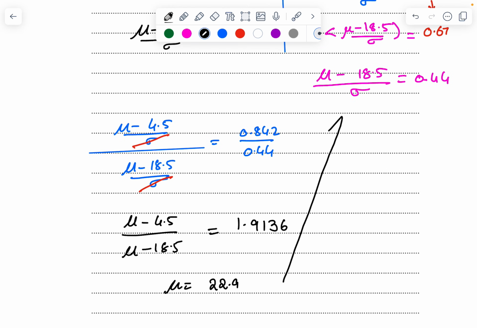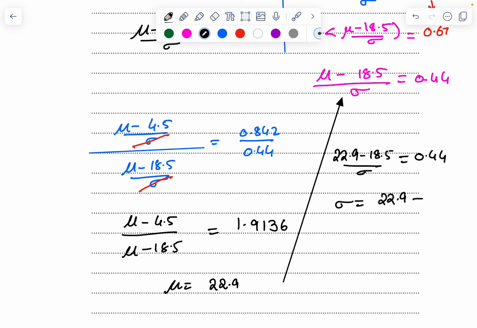Now what am I going to do? I am going to plug in this mu value over here. So (22.9 minus 18.5) by sigma equals 0.44. So sigma equals (22.9 minus 18.5) divided by 0.44. This should be giving you 9.95. So we get the value of sigma, which is approximately equal to 10.